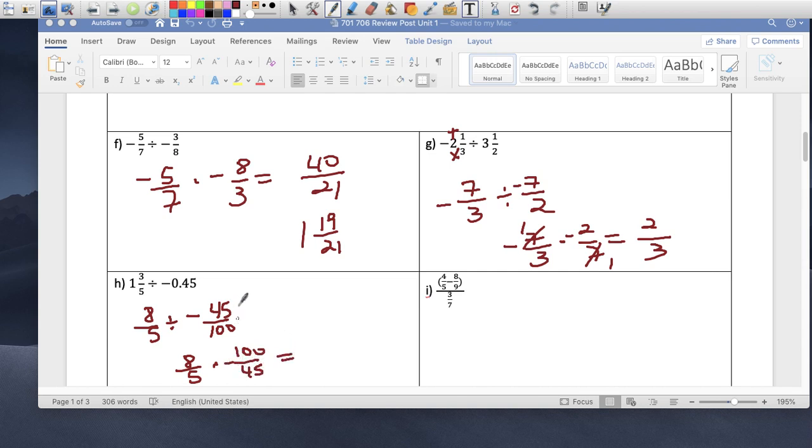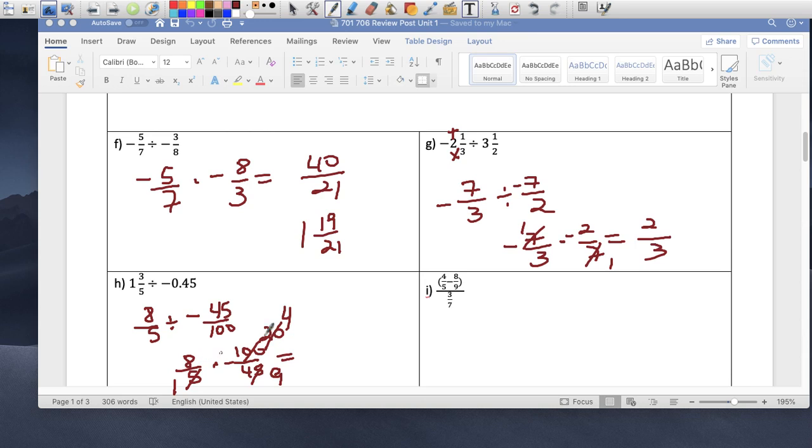There's a lot we can simplify. Or you can just multiply across and then simplify. But 5 divided by 5 is 1. 100 divided by 5 is 20. And then 20 and 45, we can also divide by 5. 20 divided by 5 is 4. And 45 divided by 5 is 9.